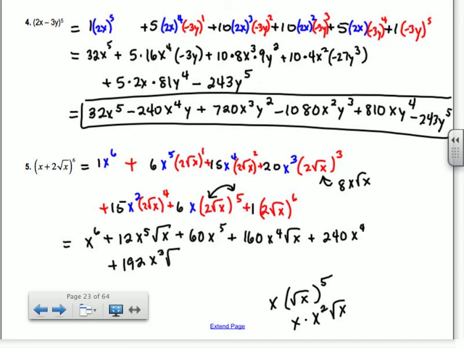I would never do this to you on your test or homework, just so you know. All right, plus 2 to the 6th, 64. So you have 64 x to the 3rd, and that's it.